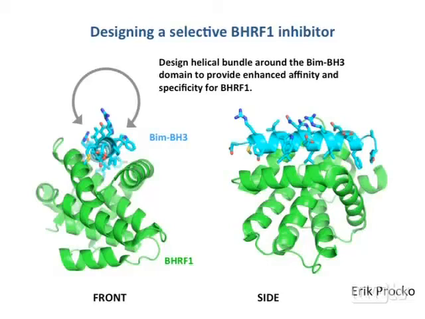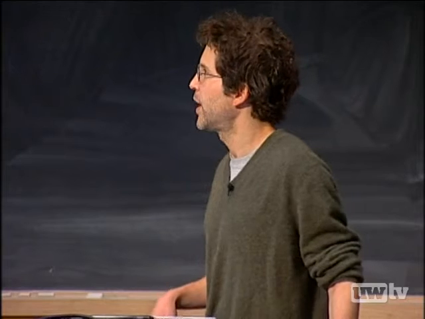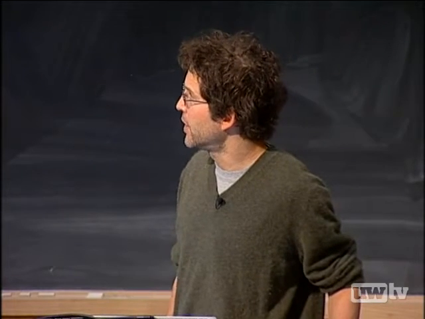So we started with the interaction that was known between BIM and BHRF1. And we again sought to build a scaffold. This is work by Eric Bracco around that protein. So we built a protein that presents the BIM binding peptide that binds BHRF1 in an optimal way. And this time we already knew that we were missing electrostatic interactions, so we put that into the model, and that actually yielded increased affinity.